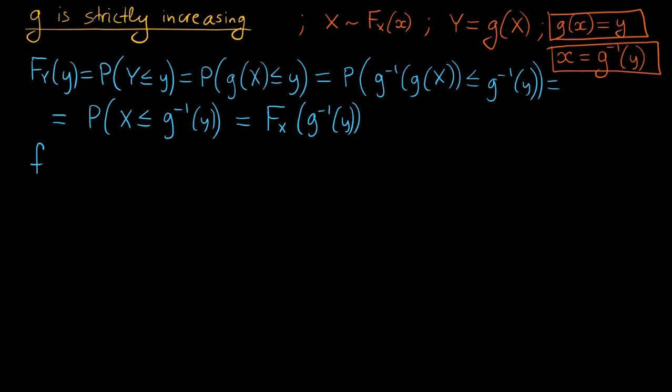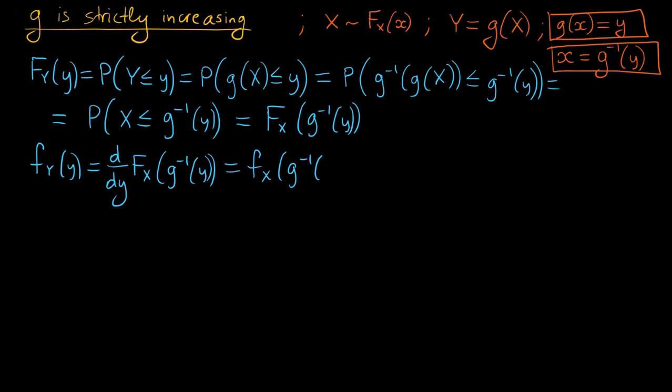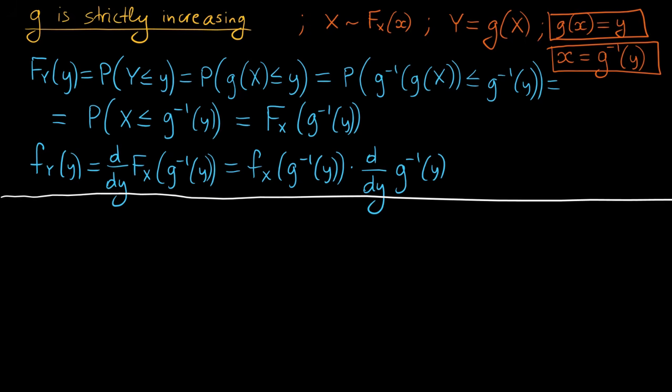And now the PDF of y is just the derivative of the CDF of y, and the derivative of the CDF of x is the PDF of x evaluated at the same place times the derivative of the argument, which is d dy of g inverse of y. So this is what we get in general whenever g is a strictly increasing function.